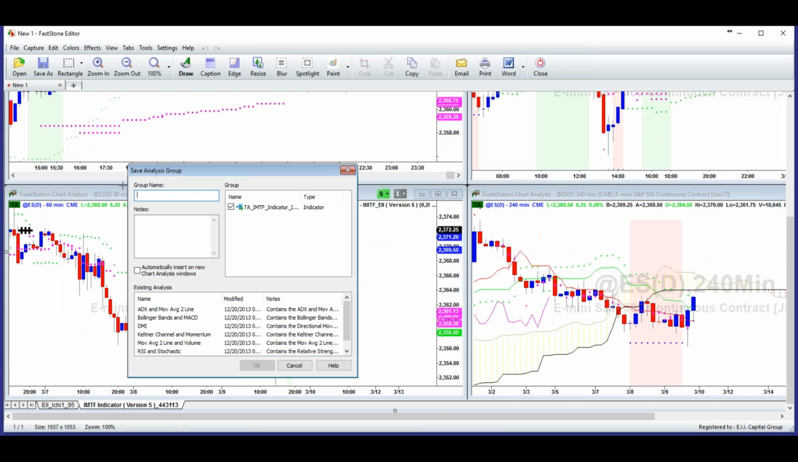It'll look like this. If I go to Save Analysis Group, I type in a name for the group, and it saves all the information that you changed in that indicator. Then on the next chart, all you do is say Load Analysis Group. So instead of loading the indicator, you load the Analysis Group, which has all the changes you have made to that particular indicator.